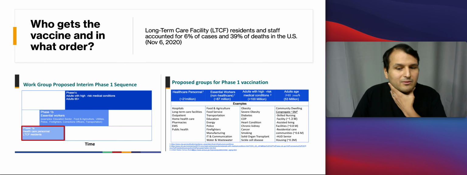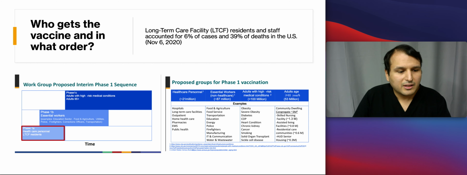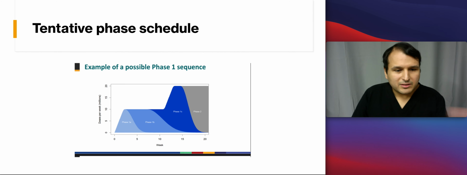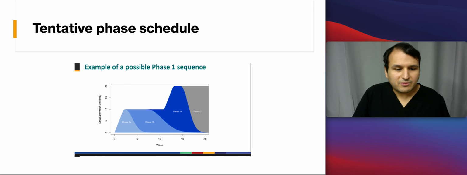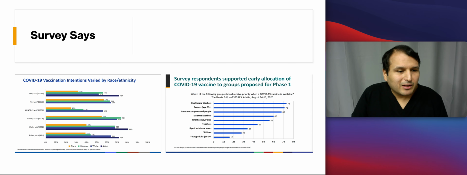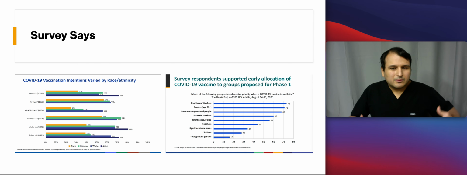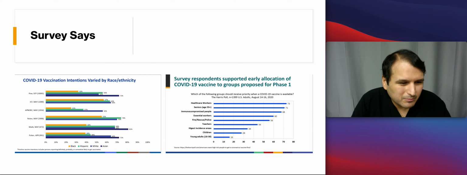And then at the end, in 1C, basically that's when we have the patients with high-risk conditions, such as diabetes, hypertension, but also adults over the age of 65. And this is a potential time frame. So after 5 weeks, phase 1A should be phased out, and we'll start with phase 1B, and then we kind of go like that.